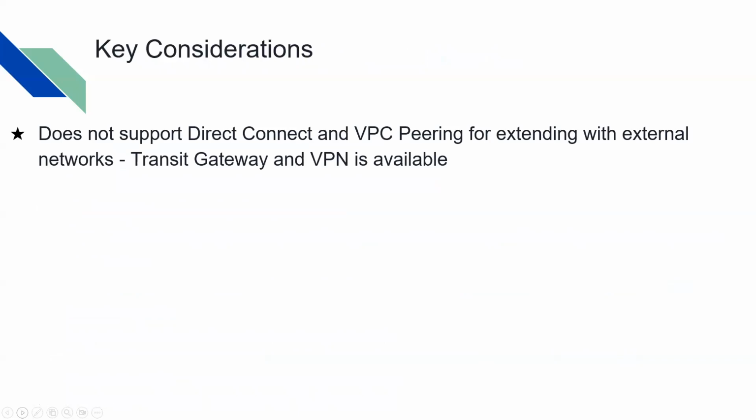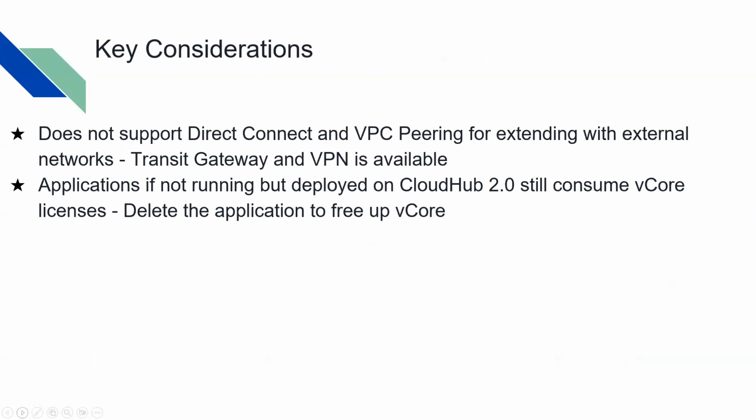Now, some of the key considerations when you want to choose CloudHub 2.0 are things you need to look into. CloudHub 2.0 does not support Direct Connect or VPC peering. It only supports transit gateway and VPN. Also, in CloudHub 2.0, if applications are not running, they will still consume the vCore license.